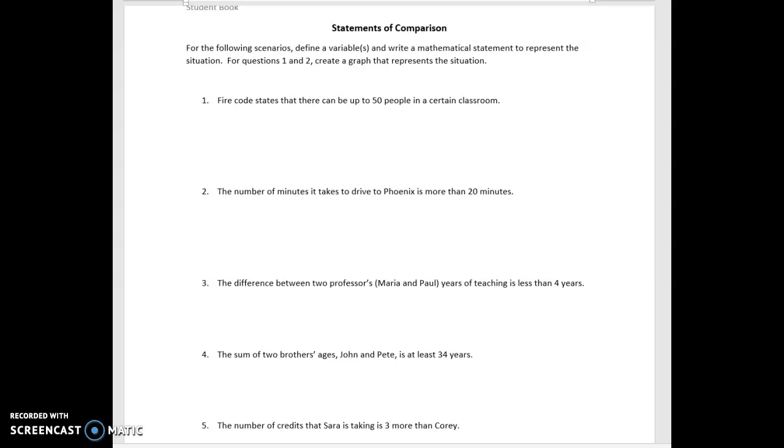In this video, we are going to talk about statements of comparisons. Statements of comparisons are taking the English and translating it into a mathematical statement. So here we're going to write this mathematical statement. And when we talk about comparisons, we're going to talk about equal signs and inequalities. So comparison means that we have a left side and a right side in our problem.